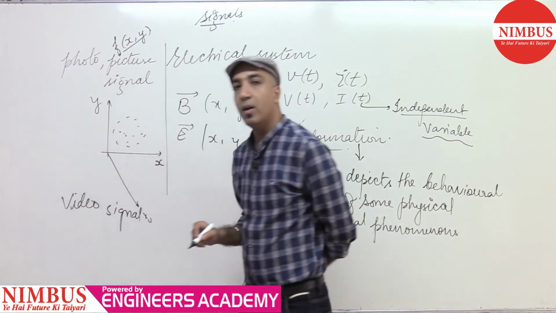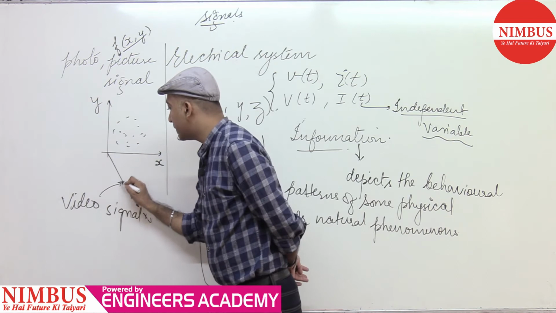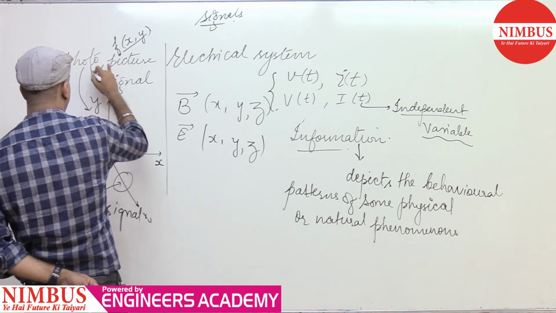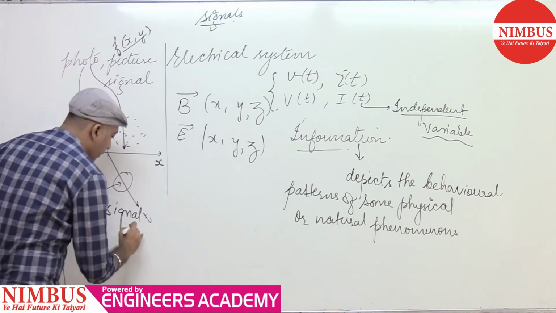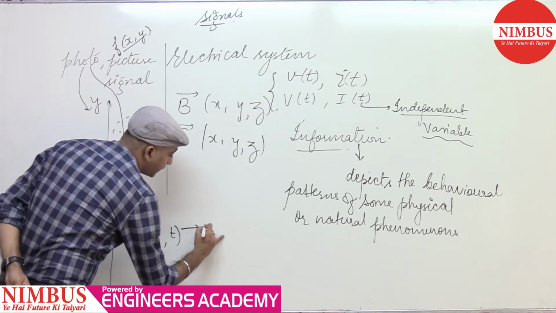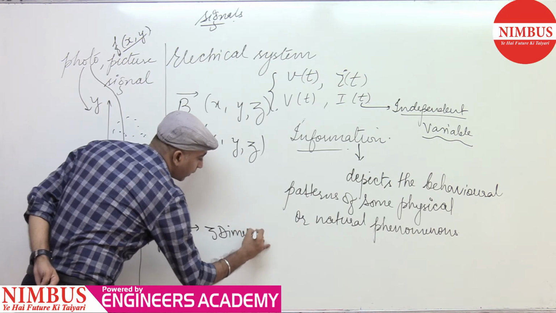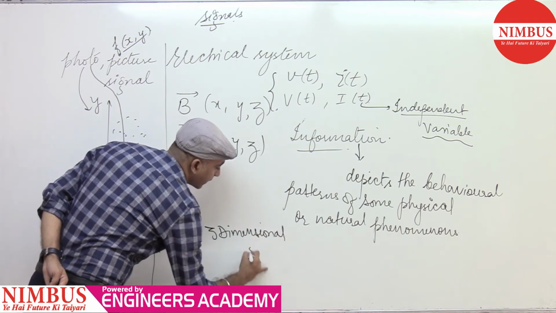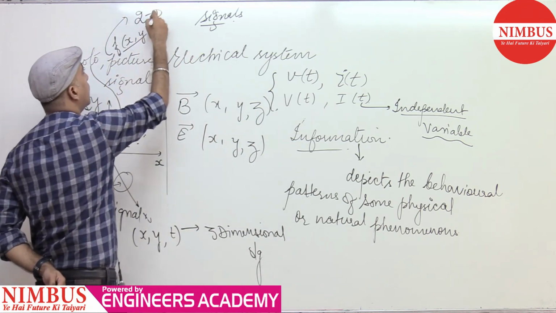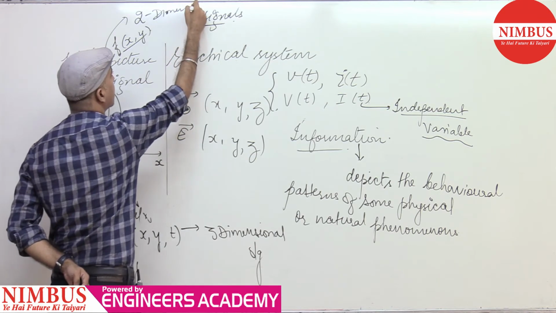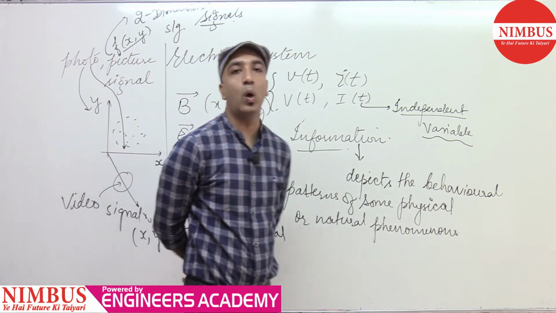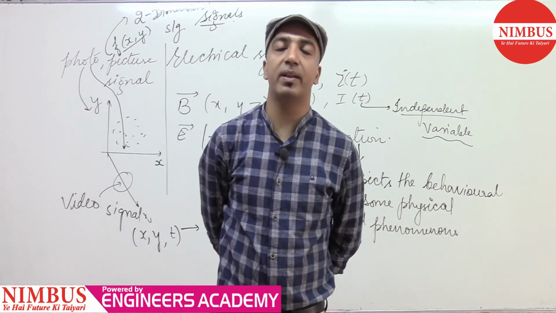I will be having a video signal because of this time axis. So a video signal will be x, y and t. So it is a three-dimensional signal pattern. That is a two-dimensional signal pattern. Now the question is, up to what dimensions would I be having a signal?